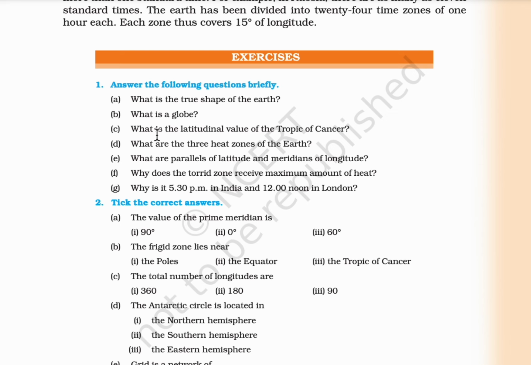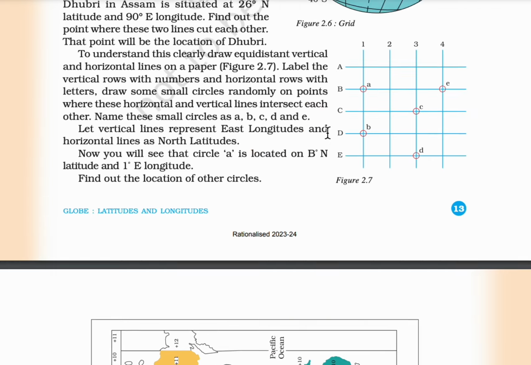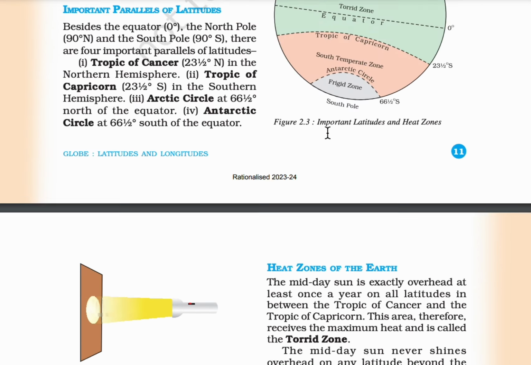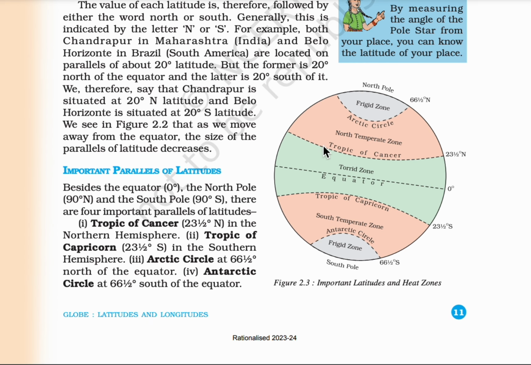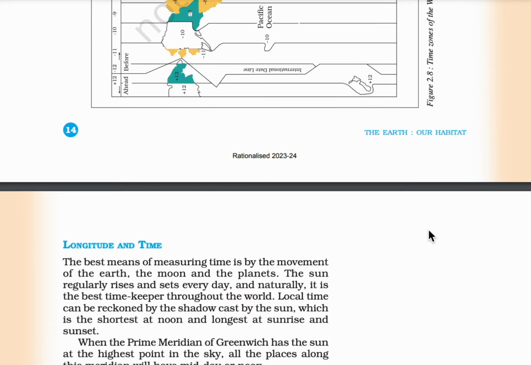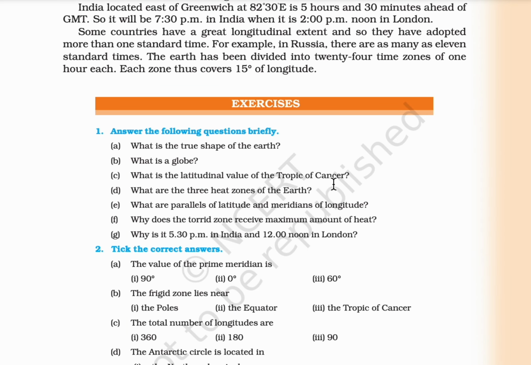Next is, what is the latitudinal value of Tropic of Cancer? Here, latitudinal value means the horizontal line. Tropic of Cancer is 23.5 degrees north. Tropic of Capricorn is 23.5 degrees south. So they asked, what is the latitudinal value of Tropic of Cancer? It is 23.5 degrees north.